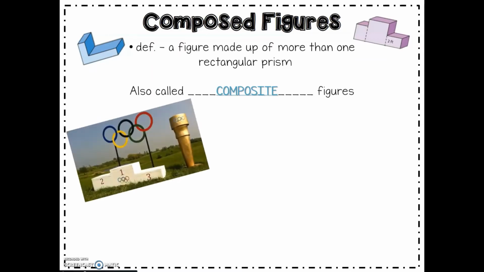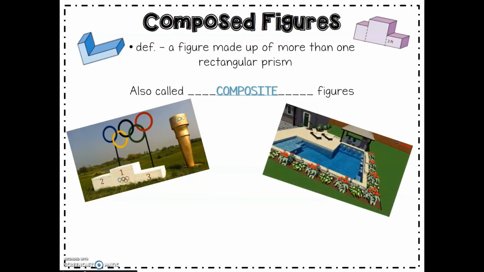For example, the Olympic podium is a composed figure. It's made up of three separate rectangular prisms for the silver medal stand, the gold medal stand, and the bronze medal stand. An L-shaped swimming pool is a composed figure because it's made up of two rectangular prisms, the long part of the L and the short part of the L.